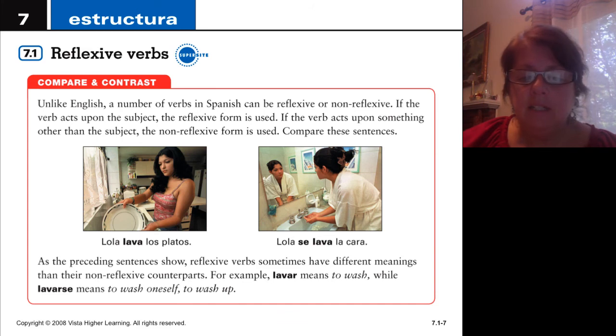As the preceding sentences show, reflexive verbs sometimes have different meanings than their non-reflexive counterparts. For example, lavar meaning to wash, while lavarse means to wash oneself or to wash up.